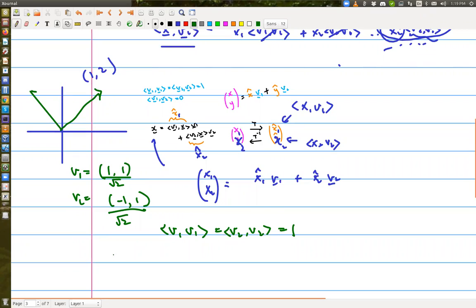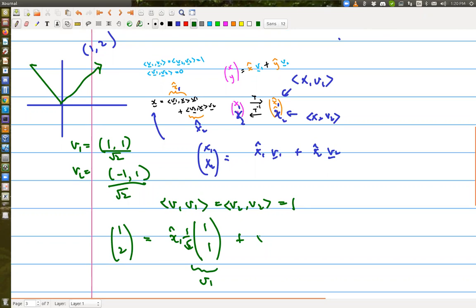Now, what is the new coordinate here? So what is 1, 2? It is equal to x1 hat times 1, 1, this is my v1, plus x2 hat times -1, 1 here, this is my v2. So the question is, what are x1 hat and x2 hat? Or maybe just take one of them, which I guess is probably enough to test your understanding. What is x1 hat?